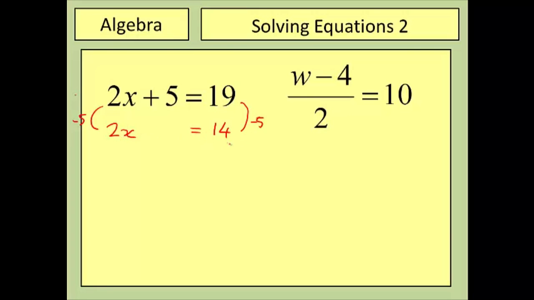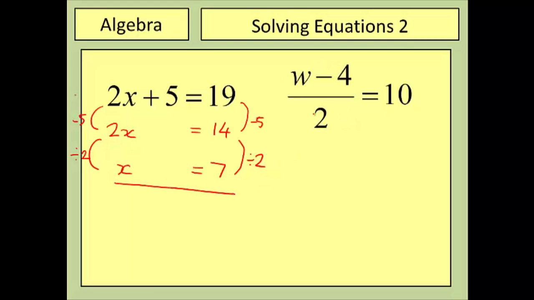2 times x equals 14. The opposite of timesing by 2 is divide by 2. So I need to make sure that I am doing the same to both sides, keeping my equal signs in line. 14 divided by 2 is 7, and if I've got two x's and I divide them by 2, it cancels this guy out, leaving me with just x equals 7.